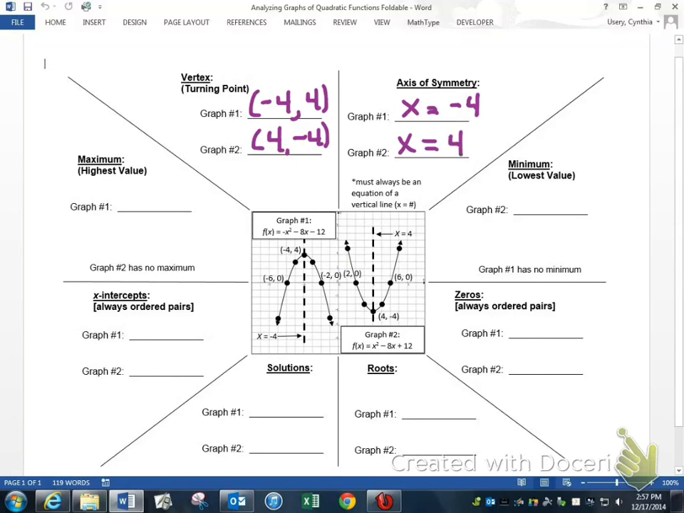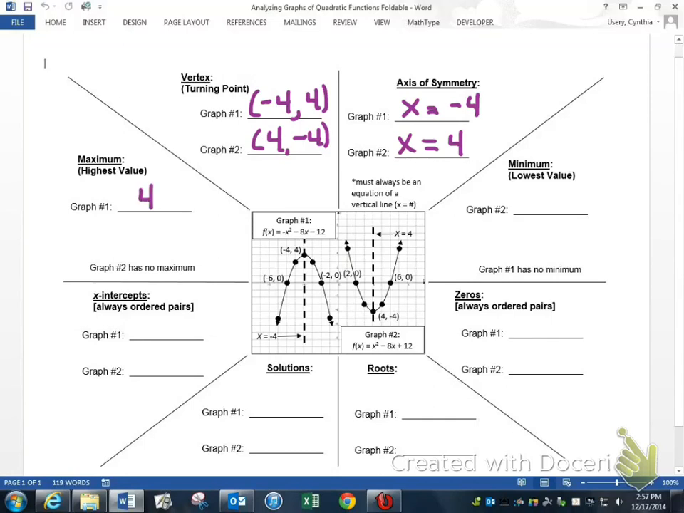Okay, the next important part of a graph is the maximum and minimum. A graph either has a maximum or a minimum. A maximum is the highest value. So if you look on graph number 1, the highest value, in other words, how high does this graph go? We are looking only at the y's because the y's are high and low. So on graph number 1, you'll notice that it goes all the way up to 4. It's the y coordinate of your vertex. And so your maximum, your highest value on graph number 1 is 4.